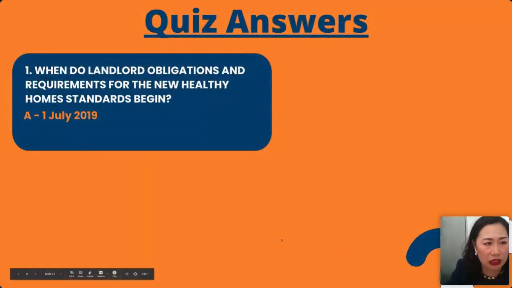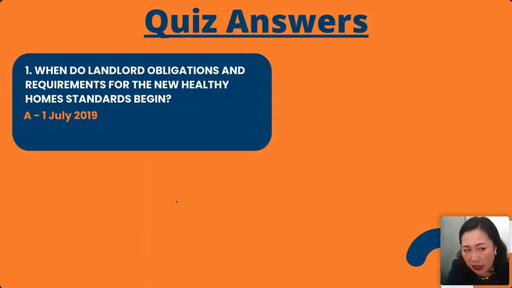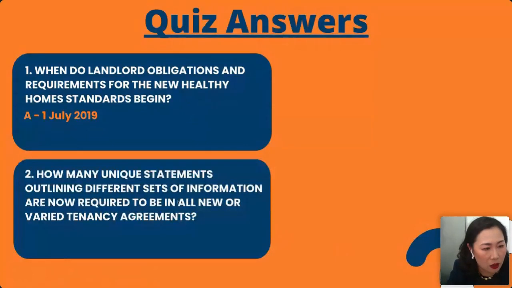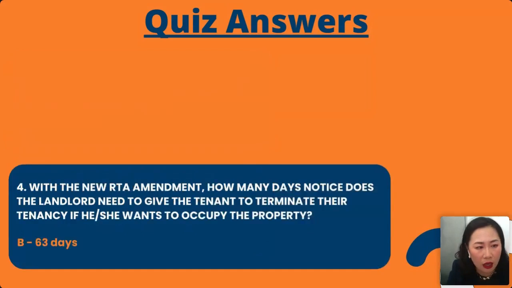So the quiz questions. When do landlord obligations come in for healthy homes? It actually came in on the 3rd of July, 2019. Question 2: how many unique statements are there that you need to put in your tenancy agreement? There are 4.